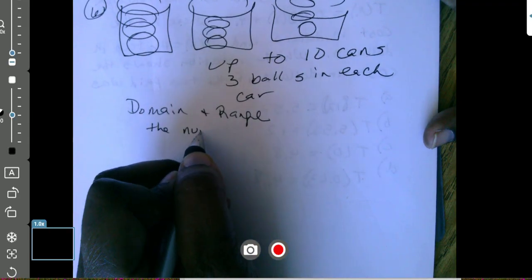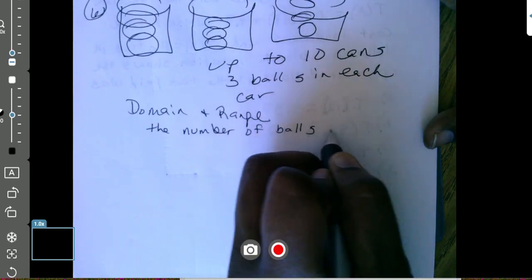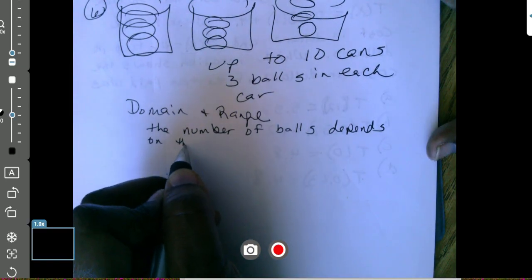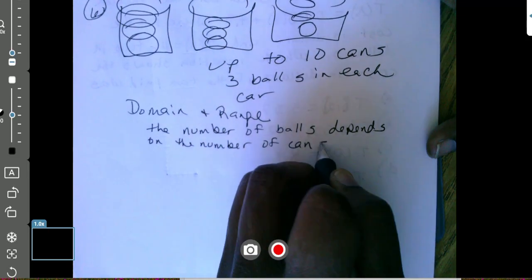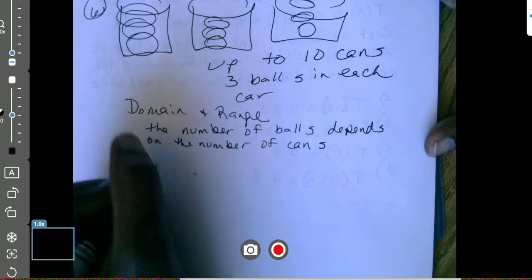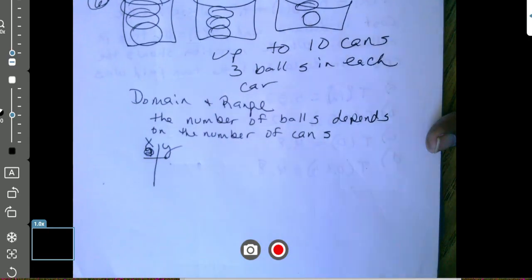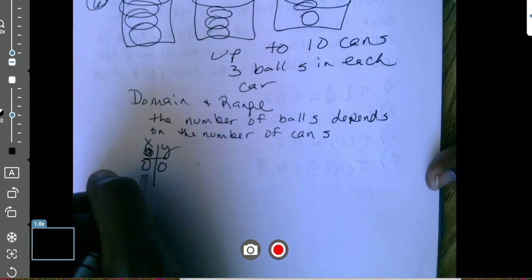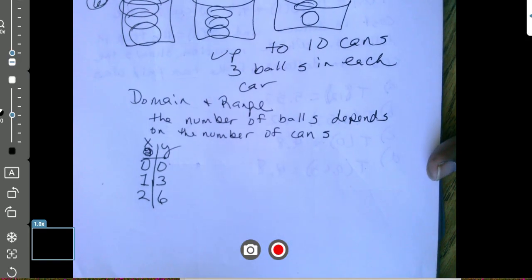The number of balls really depends on how many cans there are. Alright, so I'm going to make a table like this. I'm going to call it X and Y. If you have no cans, you have no balls. If you have 1 can, you got 3 balls. If you got 2 cans, you got 6 balls.